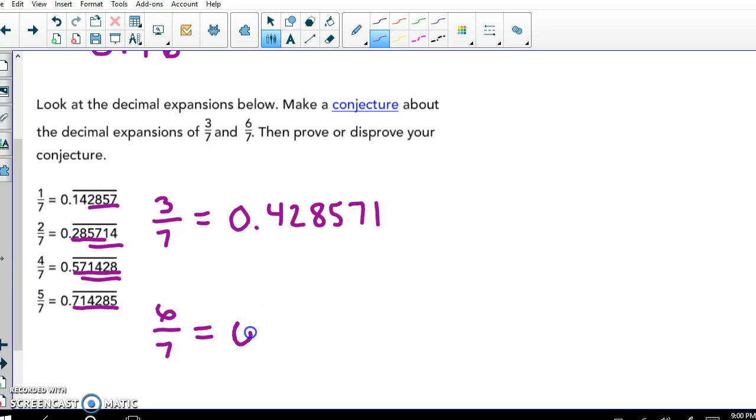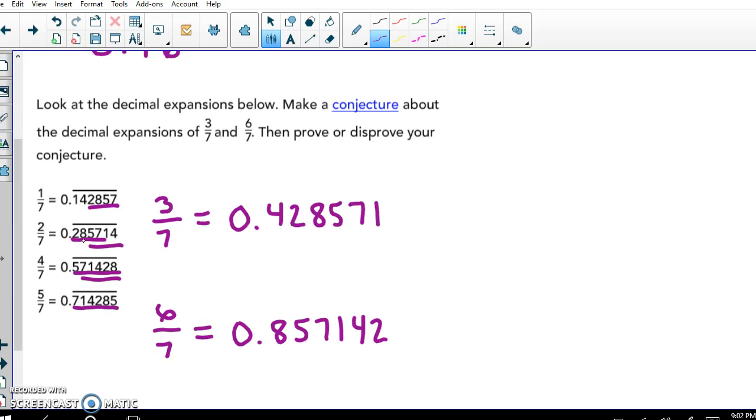And now using that same idea, let's make a guess about the decimal expansion for 6/7. As I list the digits for 6/7, I know I am listing the same 6 digits, but just with a different starting spot. So you may have noticed that the digits 1, 4, 2, 8, 5, 7 repeat in every decimal expansion of the sevenths. They just begin in a different place.